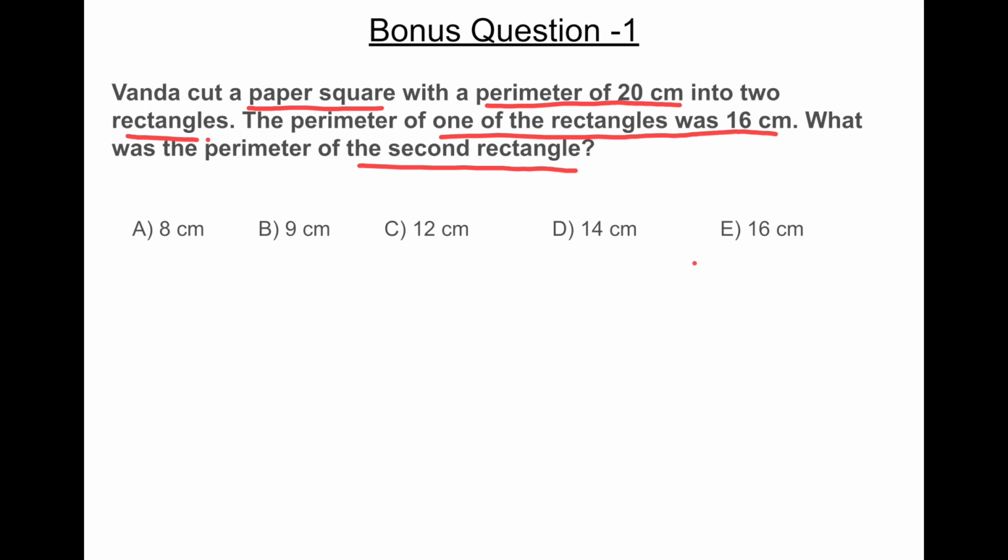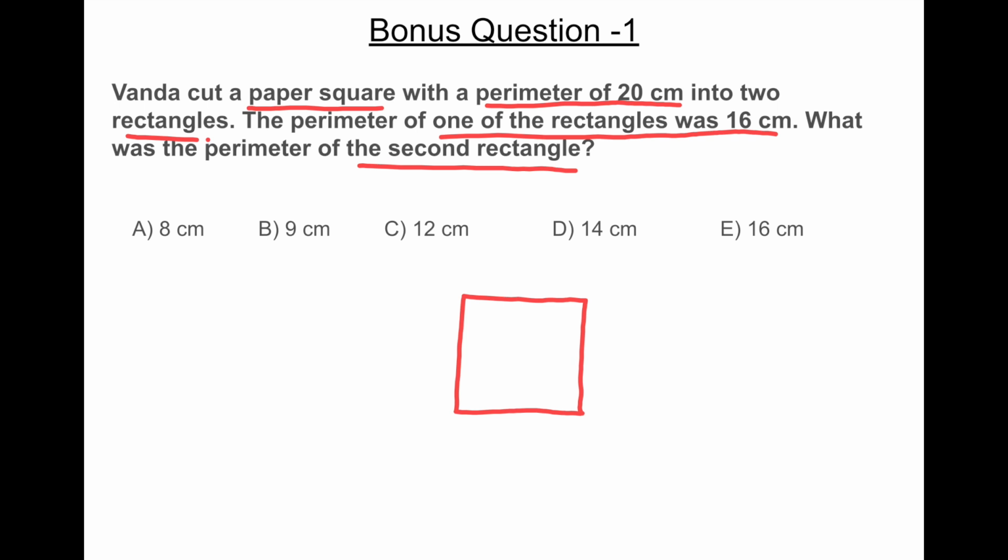These are our options. Wanda starts with a square that has a perimeter of 20 cm. She cut it into two rectangles, one of which has a 16 centimeter perimeter. We need to find the perimeter of the second rectangle. Let us dive into it step by step. First, we start with a square that has the perimeter of 20 centimeter.